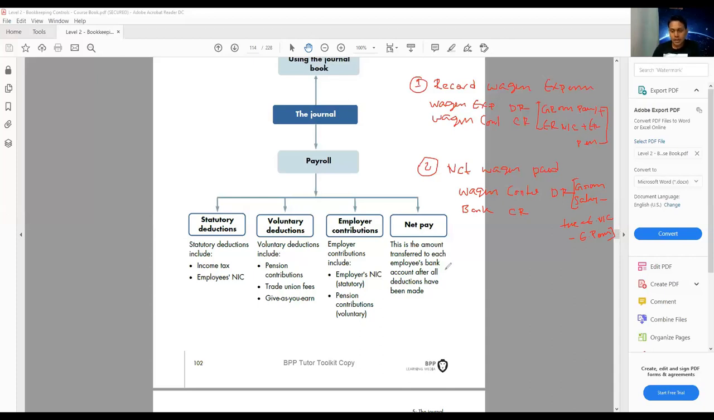The third one you're going to see is HMRC liability. The journal will be wages control debit, HMRC credit. And the amount will be tax plus employee national insurance plus employer national insurance.